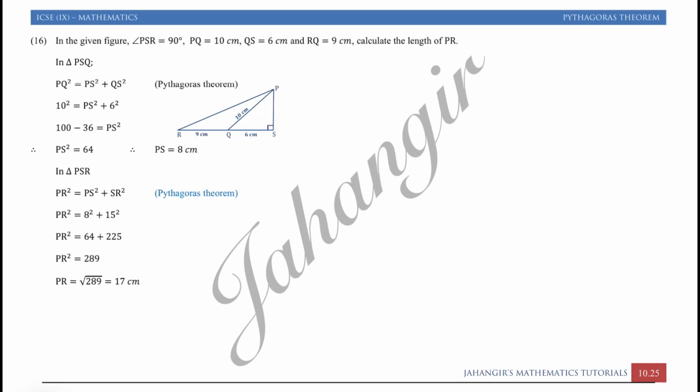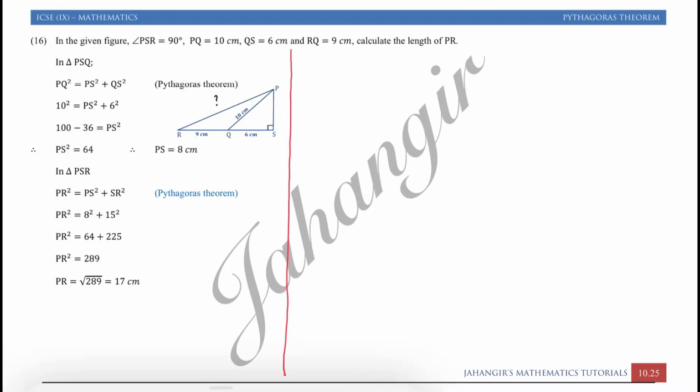Sixteenth question. Questions 16, 17, 18 are important. All are of the same type. In the given figure, angle PSR is 90 degree, PQ is given as 10 centimeter. This is 10 centimeter. QS is 6 centimeter. RQ is 9 centimeter. You have to find the length PR.